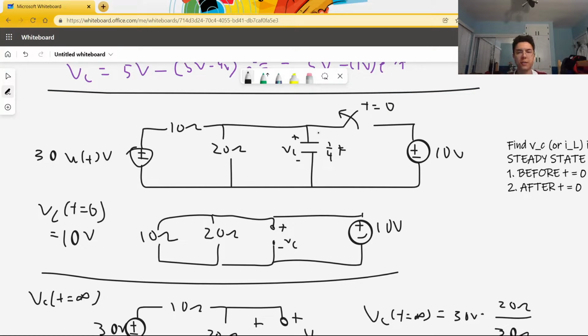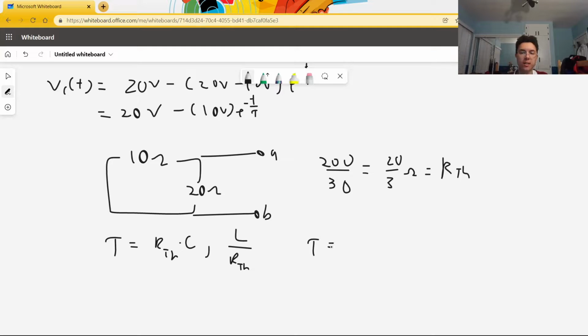Now, for this circuit, we know that C is 1/4 farads. So the time constant is R Thevenin, 20 over 3, times 1/4 farads. And this is equal to 5 over 3 seconds.